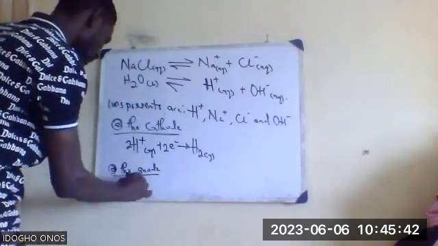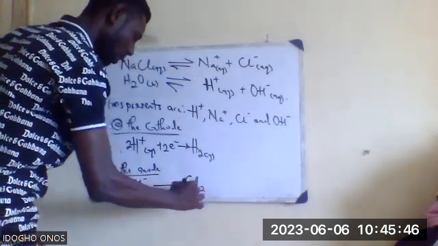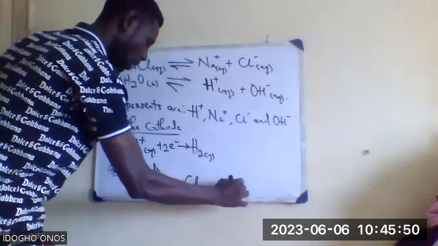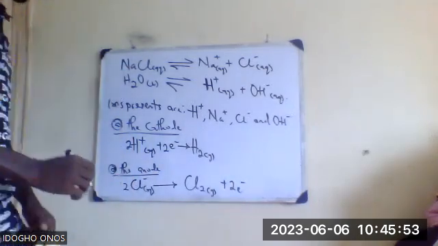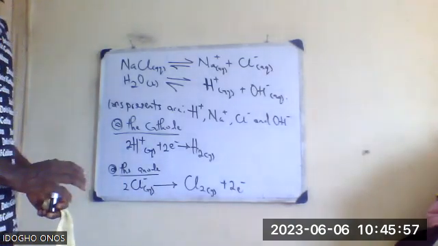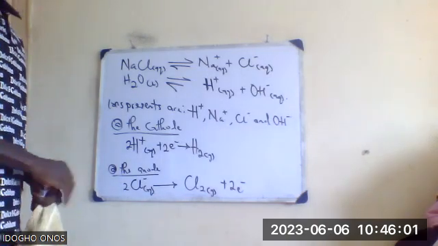So I will now have chloride ion going to give me Cl2 gas, and you put your 2 electrons here and put 2 in front of this. I hope this is taken, madam. It's taken. Thank you.